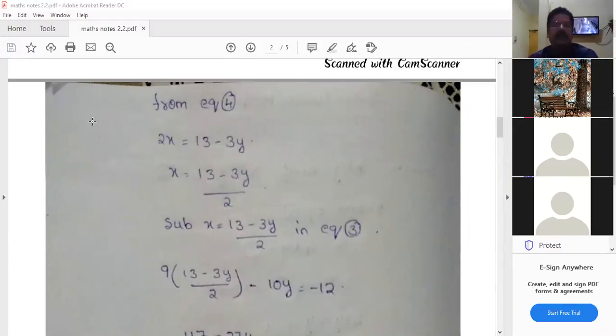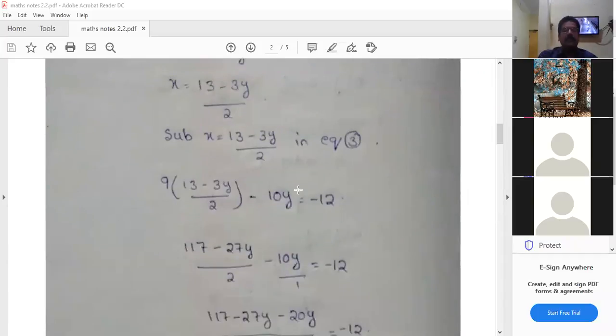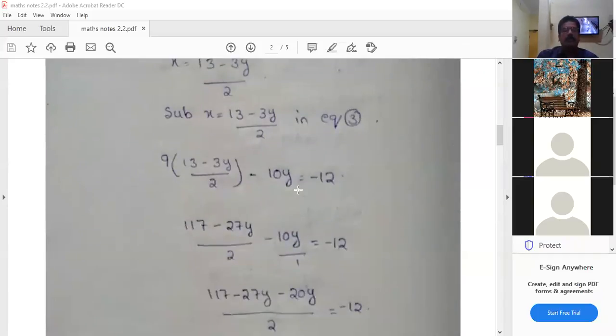X in terms of y, we did that. We learned this process in 9th class also. Now that x value I substituted completely, 13 minus 3y by 2 substituted. I'm scrolling. Any problem? You ask.